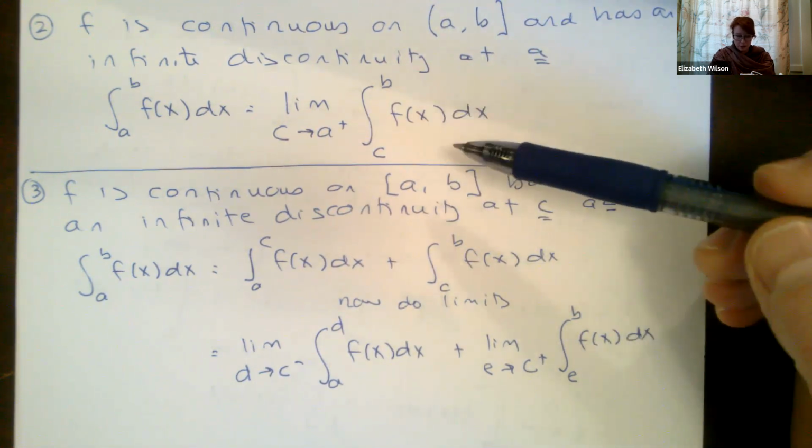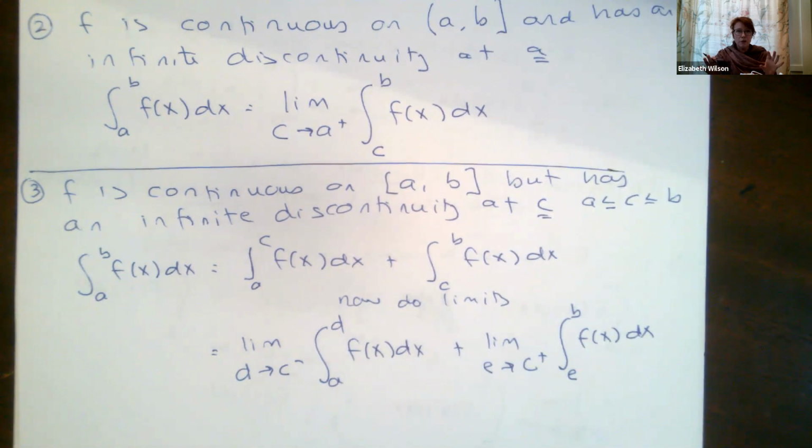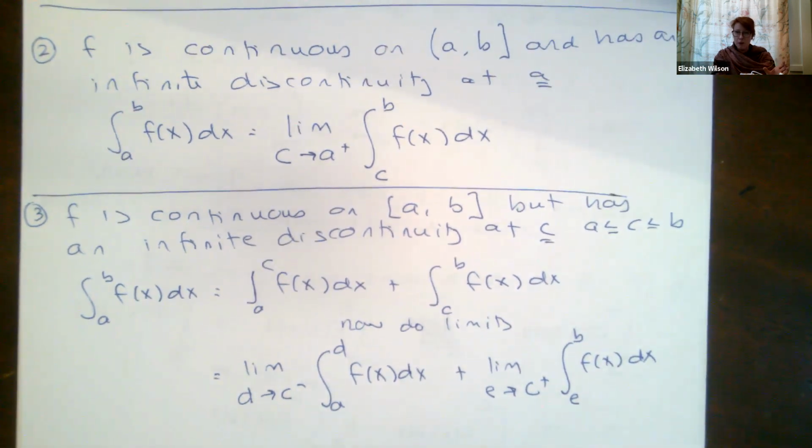And the same thing here, like we did before, where I've got two limits, because I've had to break it up into pieces. So my total integral will converge if both parts converge. It'll converge to the sum of each of those limits. All right, so three cases, A, B, or somewhere in between.